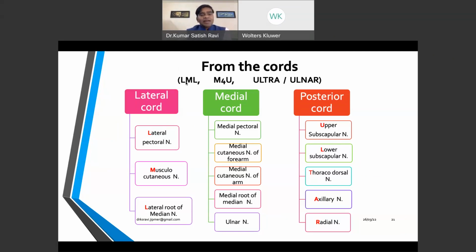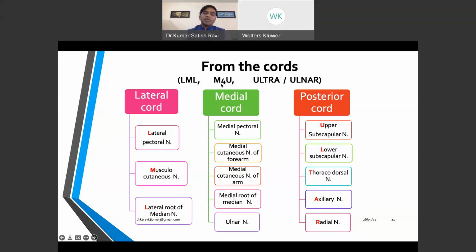So from the lateral cord of the brachial plexus, for L, we have the lateral pectoral nerve, you can see over here. Then from M, we have the musculocutaneous nerve. And the third one is the lateral root to the median nerve. So from the lateral cord, we have three branches. I repeat, one is the lateral pectoral nerve, another is the musculocutaneous nerve, the third one is the lateral root to the median nerve.